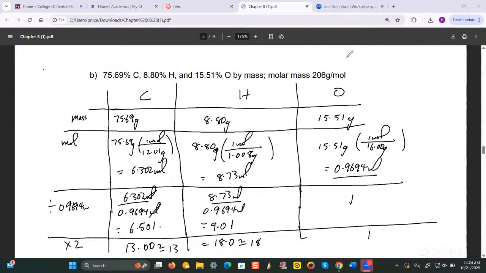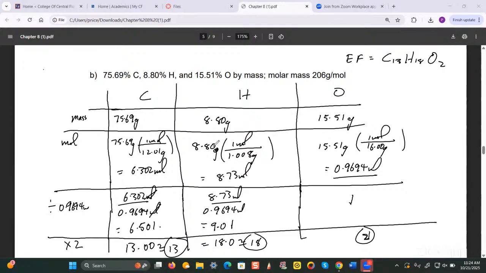So therefore, the empirical formula can be written based on these numbers here. So it's going to be C13, H18. Oh, by the way, this should be multiplied by 2, so this should be 2. I'm sorry. So this would be C13H18O2. All right? And that's the empirical formula.